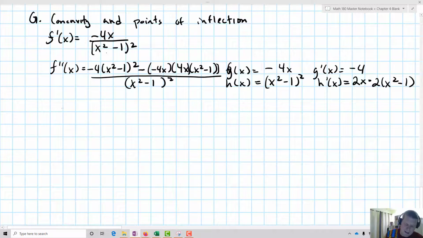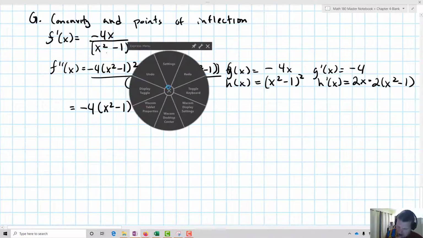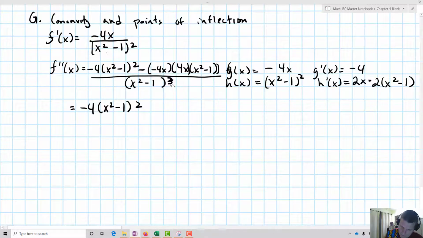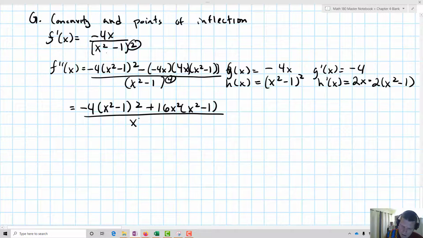Let's do some simplification before we really simplify. It's going to be negative 4 times x squared minus 1, squared, and the denominator is going to be x squared minus 1 to the 4th, because we've got to square it and square it again. The bottom was squared, so it's now to the 4th; 2 becomes 4. And then this is going to be plus 16x squared times x squared minus 1, all divided by x squared minus 1 to the 4th.